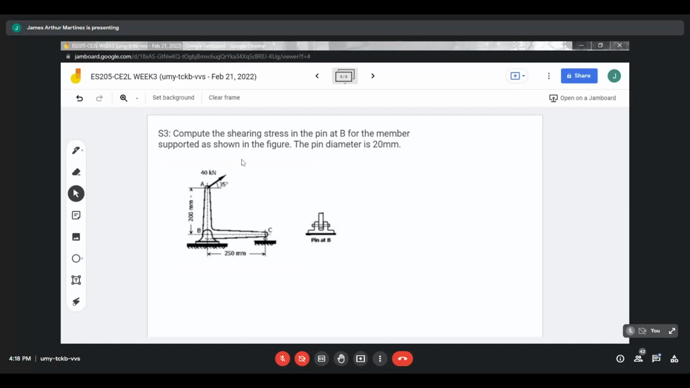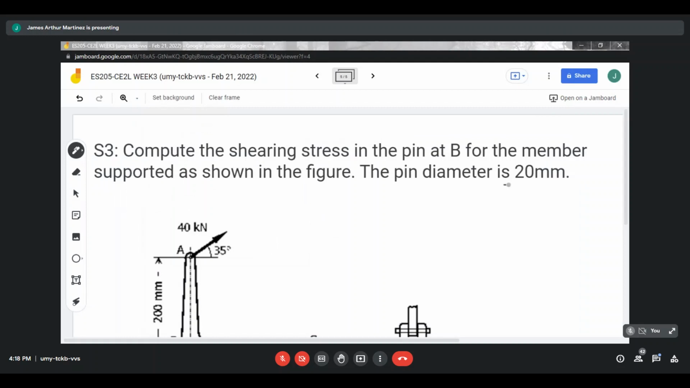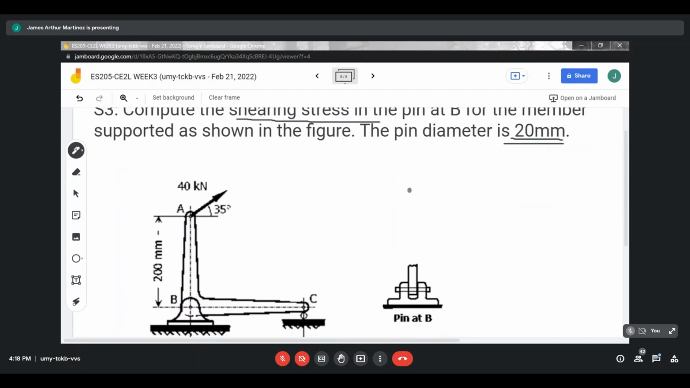Okay. So sample problem number 3, compute the shearing stress in the pin at B for the member supported as shown in the figure. So the pin diameter is 20 millimeters. So we are given diameter of your pin, and we are asked to determine or to compute the shearing stress in pin B. So meaning, ang gipangita is si shearing stress. So si tau B.